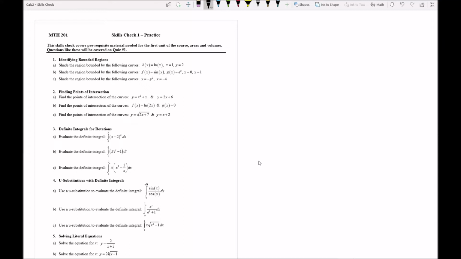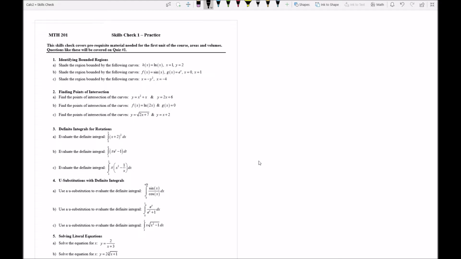Let's take a look here at skills check number 1. Remember that the purpose of the skills check is to cover some prerequisite material, things you would have learned in an algebra class, pre-calculus, and Calc 1 that we're really going to need in order to be successful throughout the first unit and our first exam.